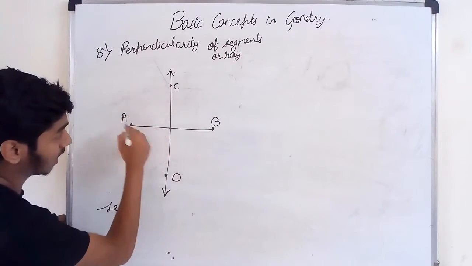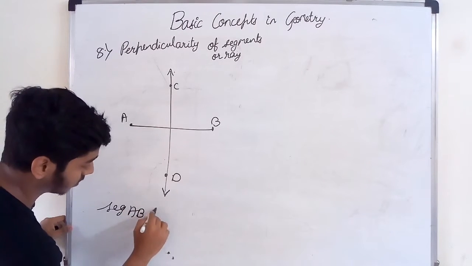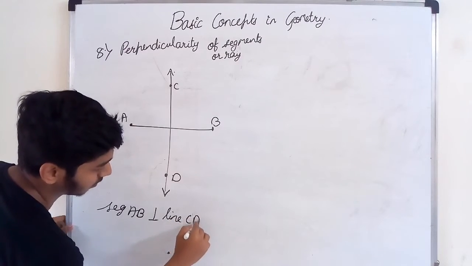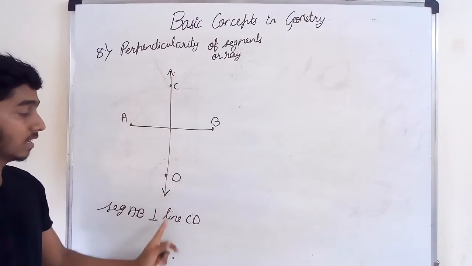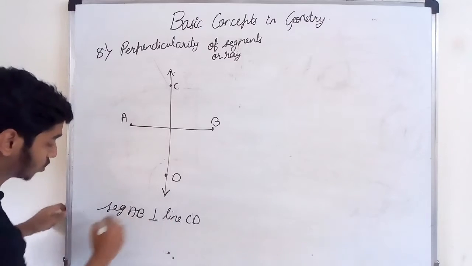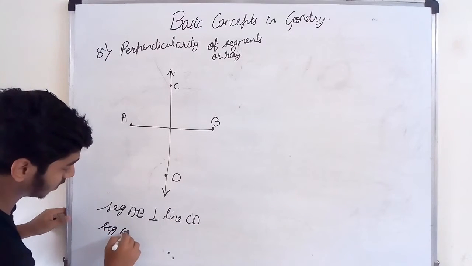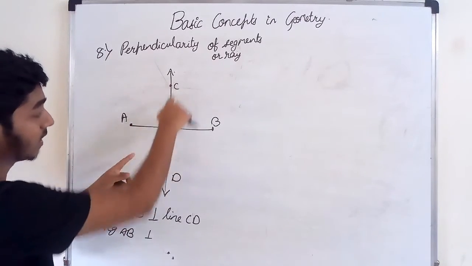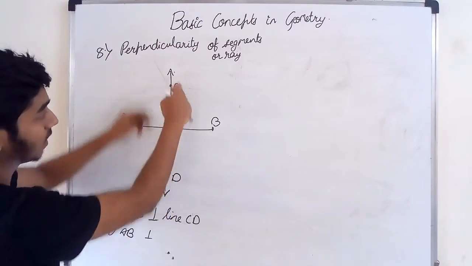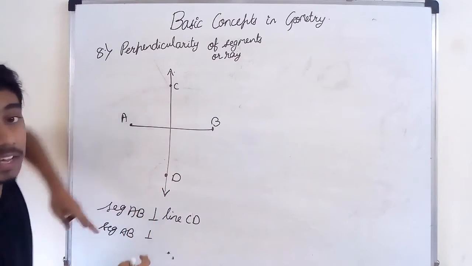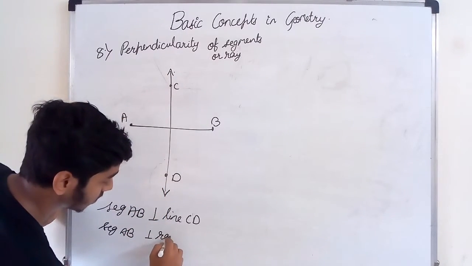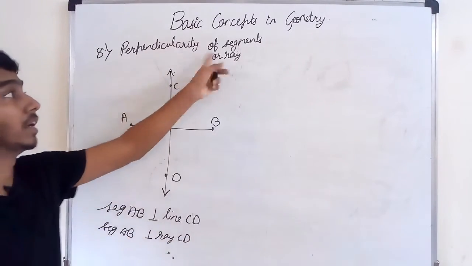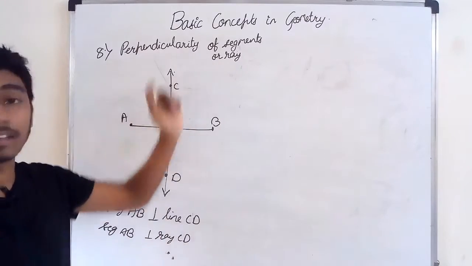So segment AB is perpendicular to line CD. So this is the line, that's why line CD. Or you can also write segment AB is perpendicular to ray CD. So if you consider C and D, instead of line we can also call this a ray. So ray CD. Okay. So this is what perpendicularity of segments or ray is.